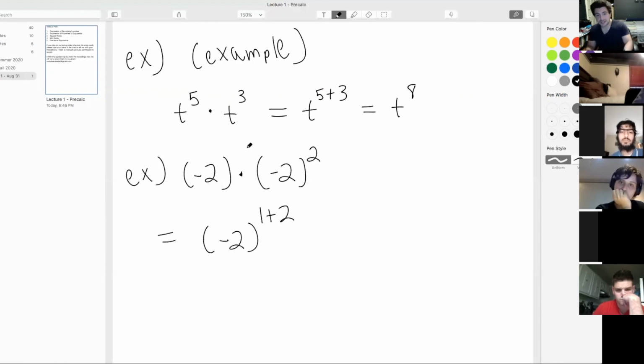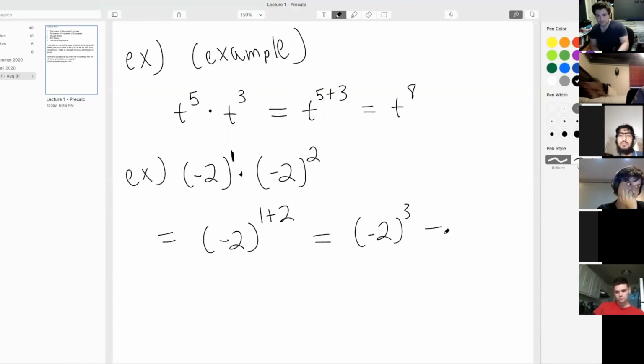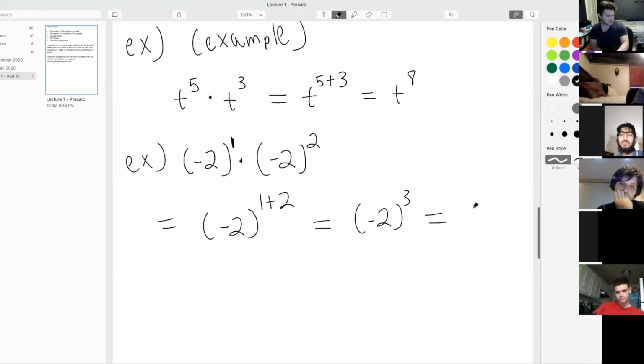Okay, because really there's an understood power of 1 hanging out on that first factor. We just don't write it. Okay, good. And now just add up those exponents. This will be -2 to the third power. Very good. And if you want, we can just finish this off since we're dealing with an actual number here. -2 to the third power is actually -8.